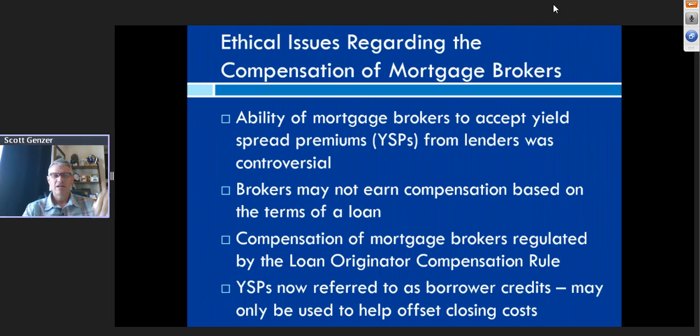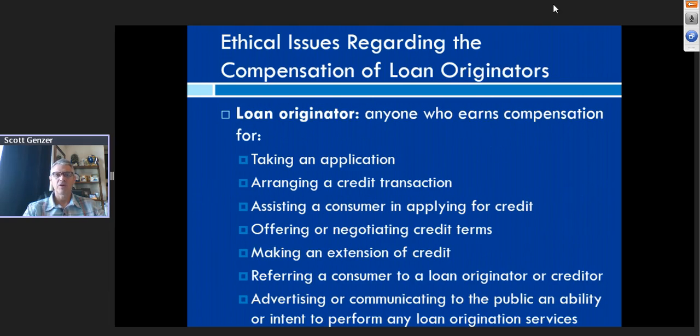No steering. That's putting people into a loan with maybe better for us, myself, or maybe just my company. So I'm going to steer the borrower this way because we make more money. It's a better loan for us. No, not allowed. Those are the three things.